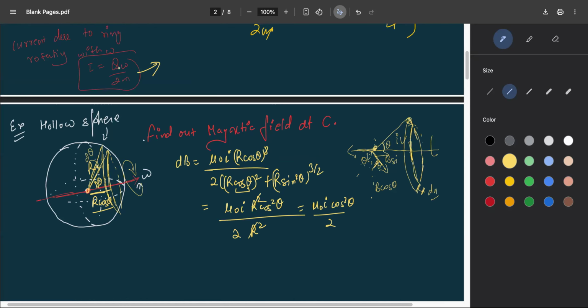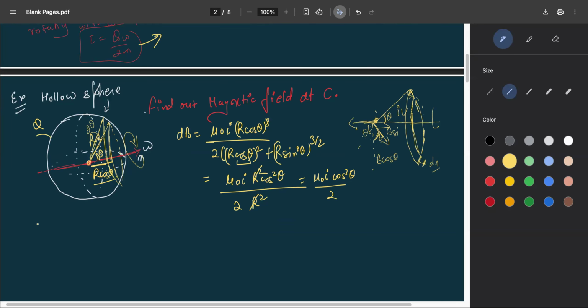We can substitute it. But here dq. What is the dq? Total charge on this is q. So what is the charge on this smaller portion? I can do one thing. I know this is a hollow sphere, right? But I can say this charge is spread over 4 pi r square. Can I say on this ring the charge is spread over the smaller area? What is the smaller area?